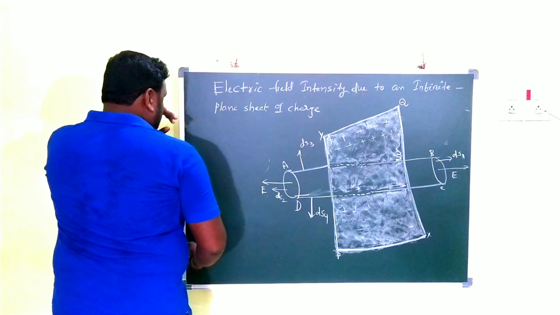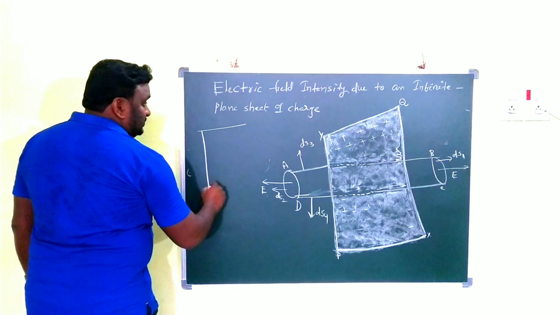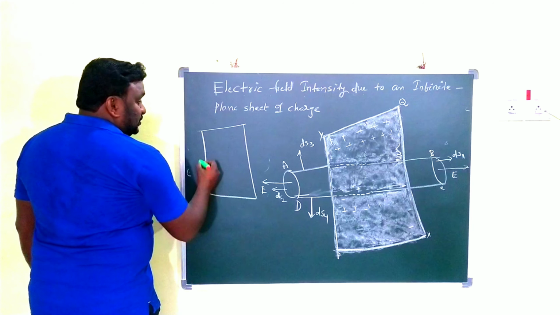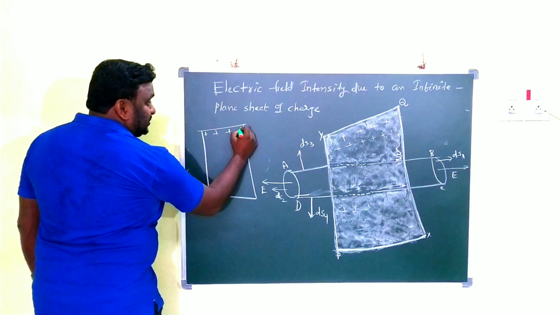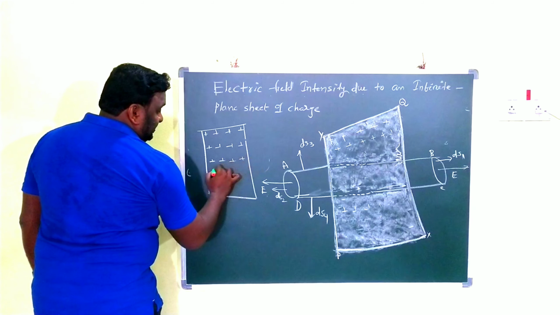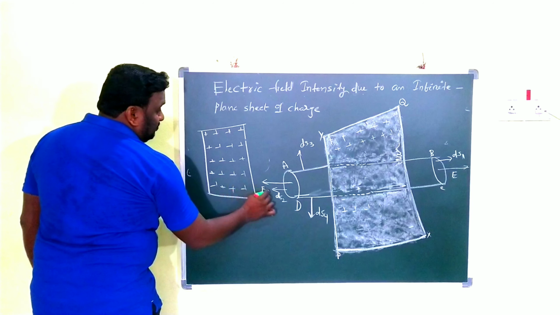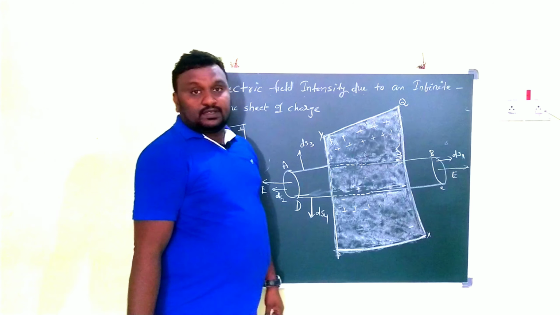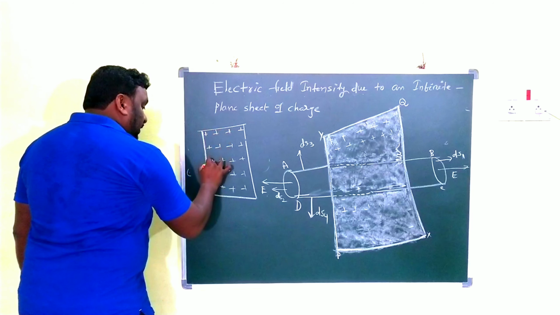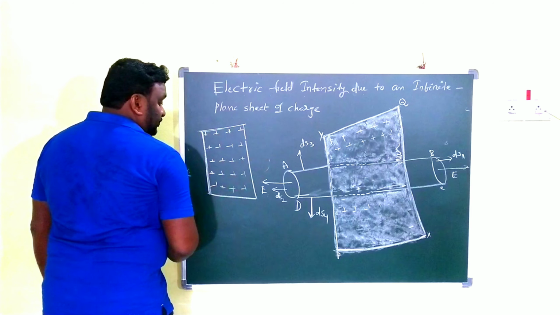Clear, children? So again I am drawing the diagram here simply. This is the one plane sheet. What is that? One plane sheet. So that should be uniformly distributed with positive charge. Clear? Up to now very clear, children. We have one plane sheet. After that, we have to explain the electric field intensity at a point P.